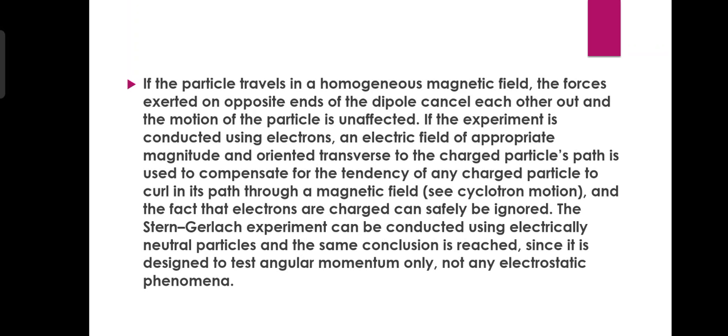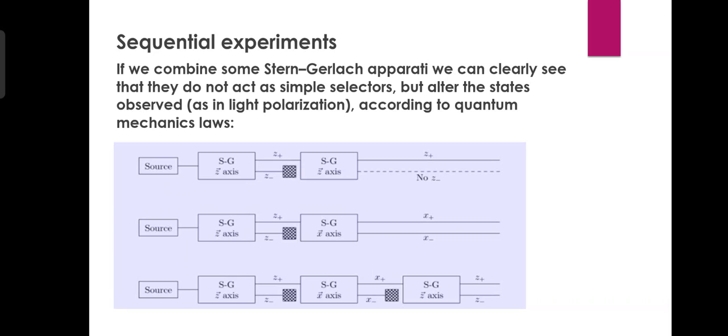If the experiment is conducted using electrons, an electric field of appropriate magnitude and oriented transverse to the charged particle path is used to compensate for the tendency of any charged particle to curl in its path through a magnetic field. And the fact that electrons are charged can safely be ignored. The Stern-Gerlach experiment can be conducted using electrically neutral particles and the same conclusion is reached, since it is designed to test angular momentum only, not electrostatic phenomena.